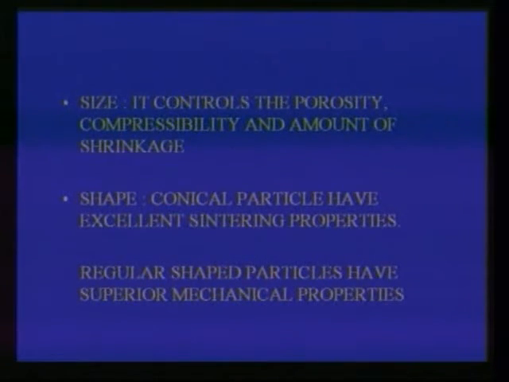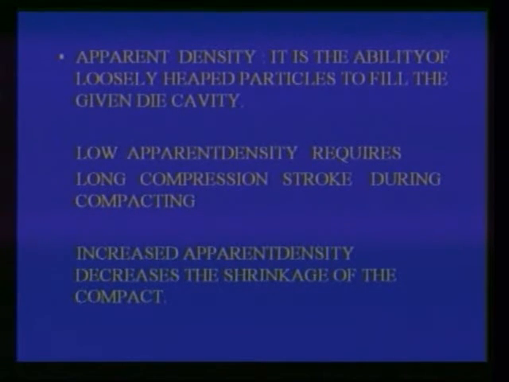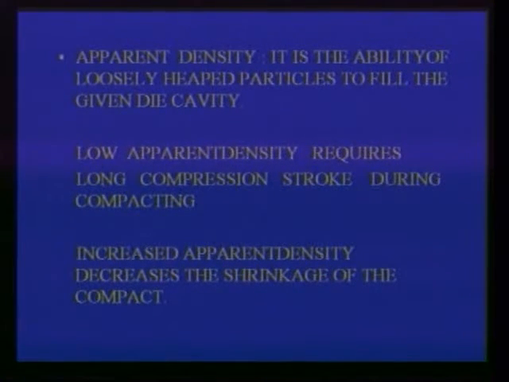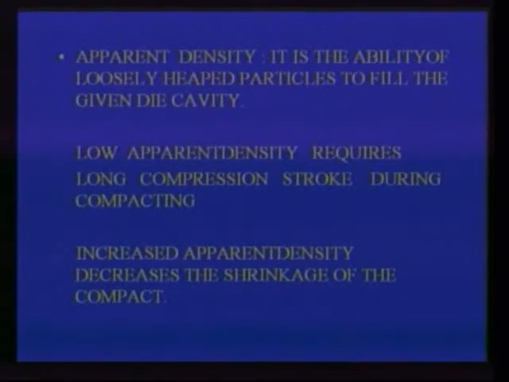Shape. Generally conical particles have excellent sintering properties, whereas regular shaped particles have superior mechanical properties. Apparent density, it is the ability of the loosely heaped particles to fill the given die cavity. How it affects the final product is that low apparent density requires a long compression stroke during compacting, whereas increased apparent density decreases the shrinkage of the compact.